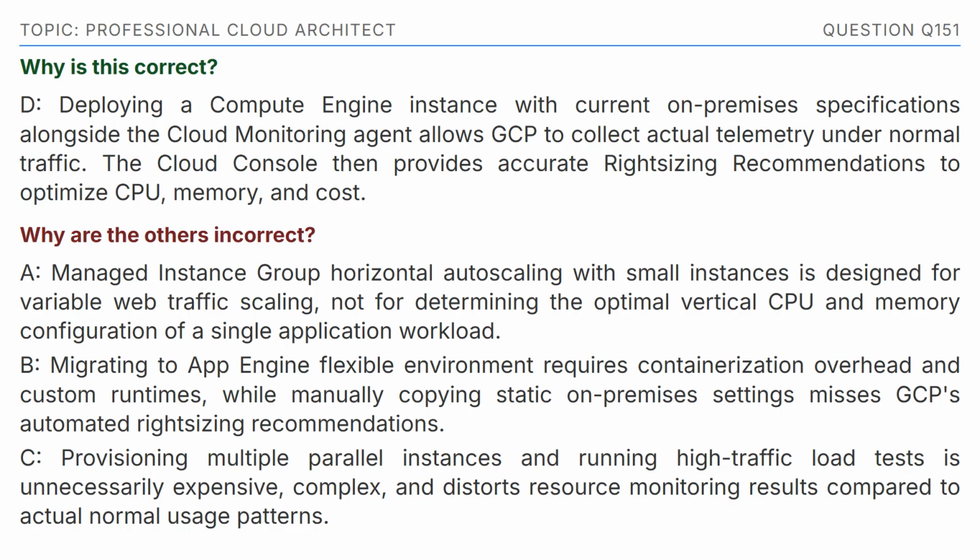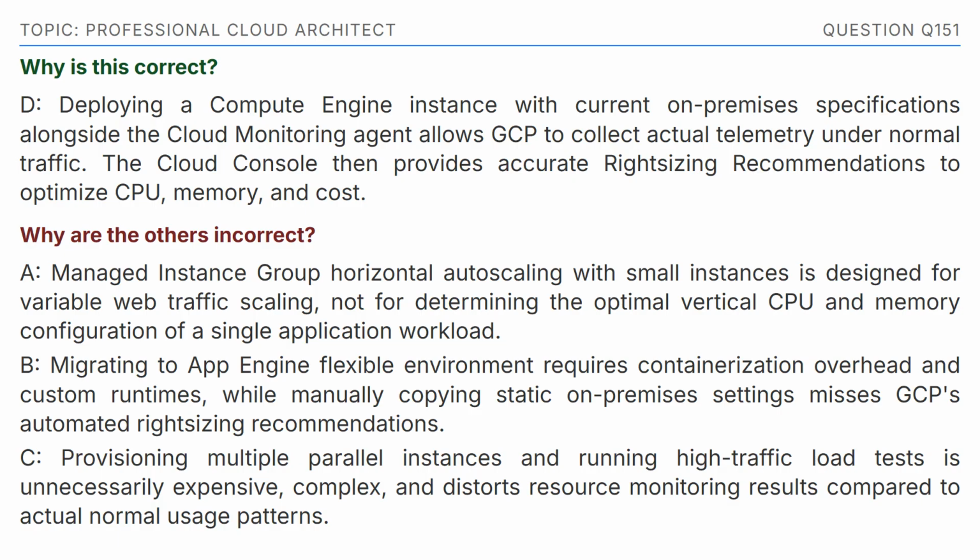Why are the others incorrect? A. Managed Instance Group horizontal autoscaling with small instances is designed for variable web traffic scaling, not for determining the optimal vertical CPU and memory configuration of a single application workload.